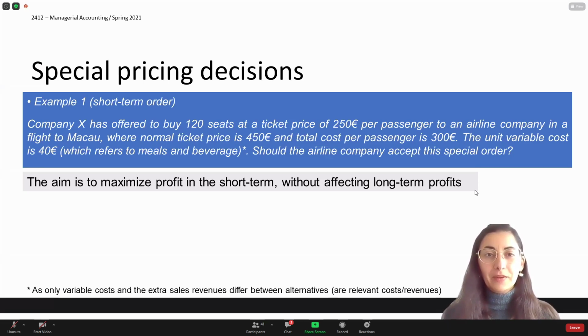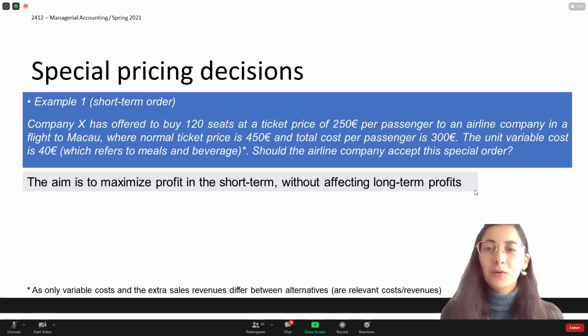Can I try to answer the question? Yes. I would say the company should not accept this opportunity, because from my calculations, if each passenger pays 250, the total revenue will end up being 30,000, and that is not even enough to cover the fixed costs, which are 31,200 euros. So it doesn't make sense, I think.